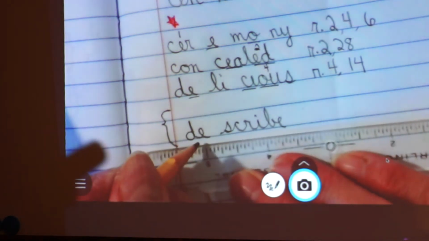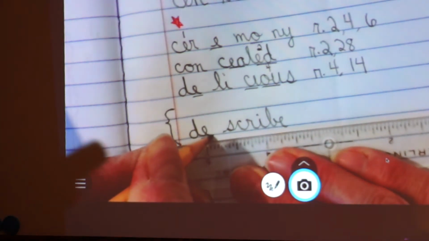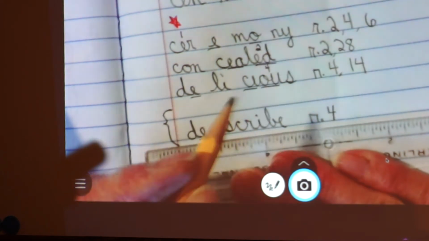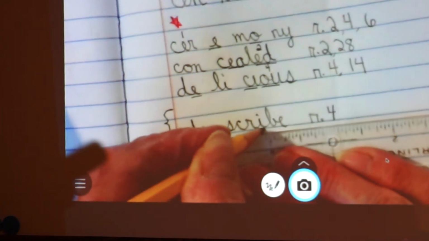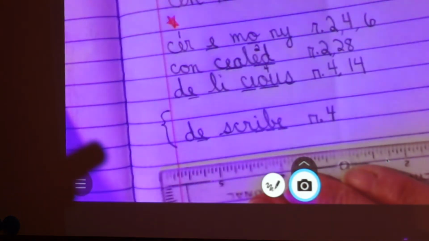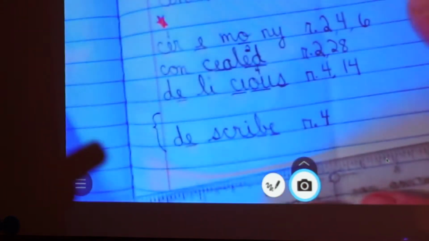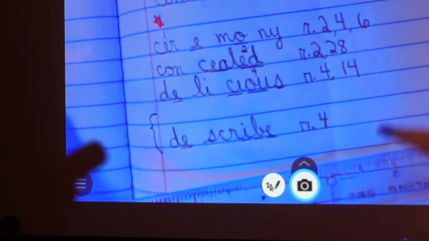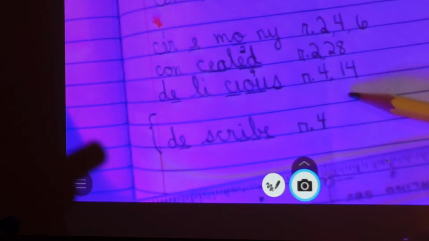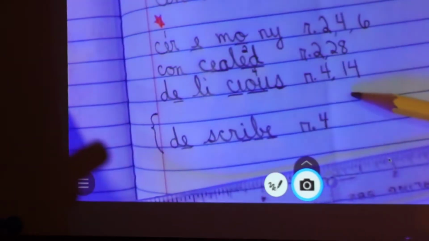Okay, what should we do first? E, rule 4, and vowel, consonant, silent E. The E lets the I say its second sound. Very good. And the word above that is the past tense, described.